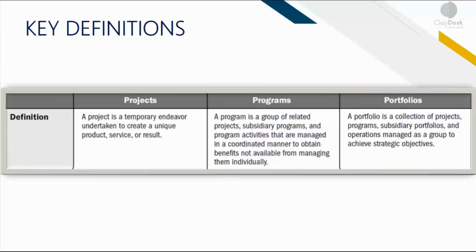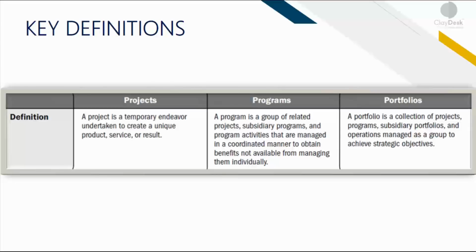A program is a group of projects, okay? That's all it is. Sometimes you've heard of the title called program manager, right? So there's a project manager and there's a program manager. Likewise, there could be a portfolio manager. Each of these individuals have unique roles and responsibilities. So since we know what a project is, a program is just a group of projects. So this person, who's a program manager, for instance, is now managing multiple projects. Could be subsidiary programs and program activities that are managed in a coordinated manner to obtain benefits not available from managing them individually.